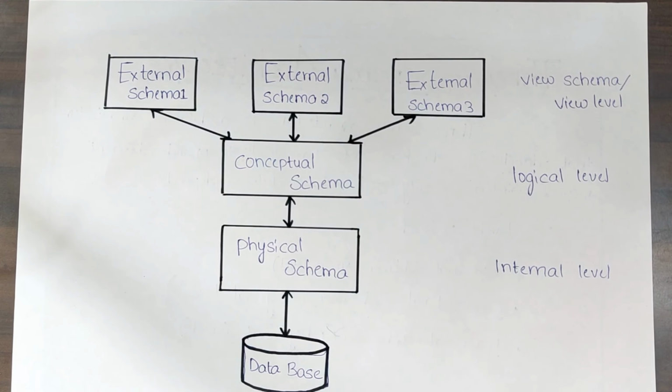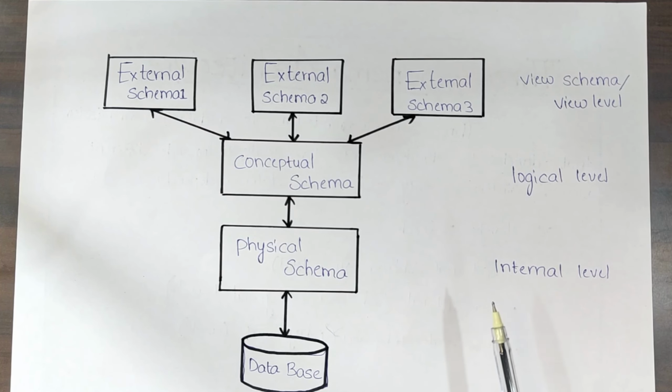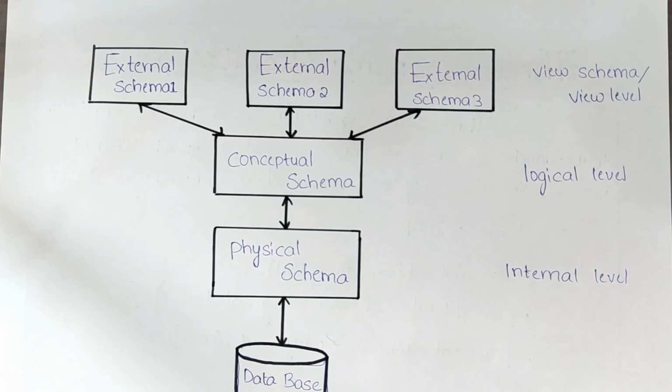So at this level, the data is actually stored inside the device, and it decides where the data needs to be stored, like in the file system or else in the magnetic tape or else in the hard disk. What is the location we need to store? All these things will be decided by this physical schema itself. It also manages the file organization and indexing to improve performance.